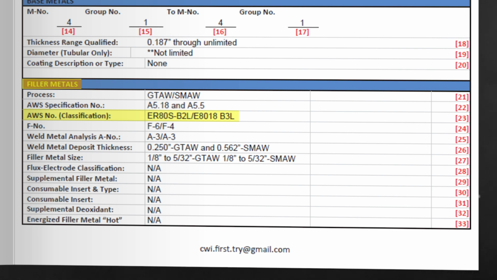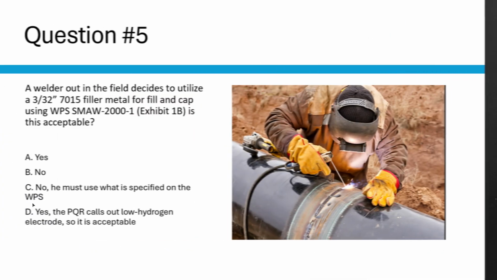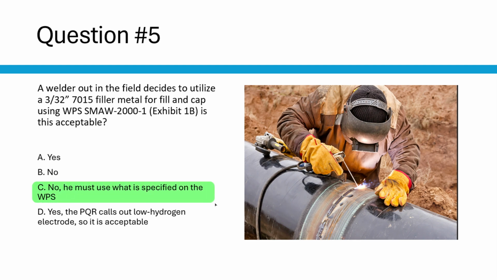So to me, this seems like a production weld type of question, and as a general requirement, the welder must comply to the parameters of the WPS. So the answer is C. No, he must use what is specified on the WPS.